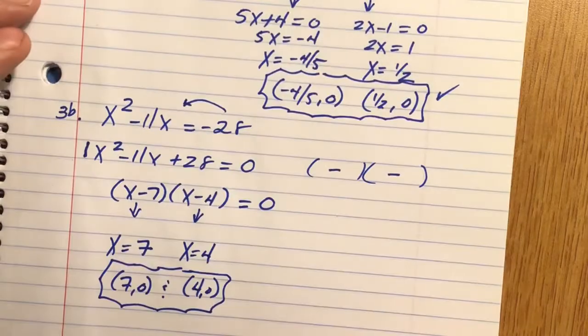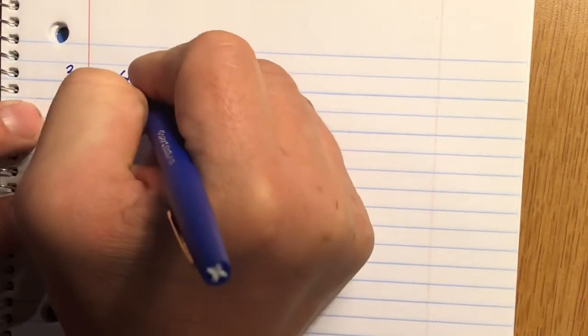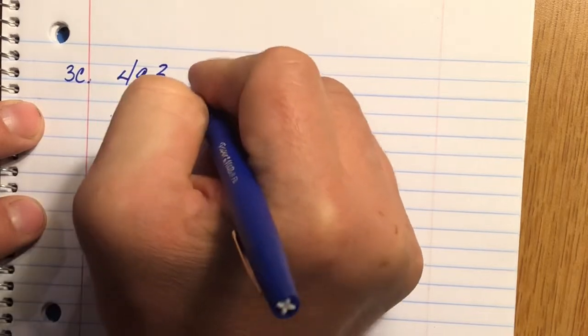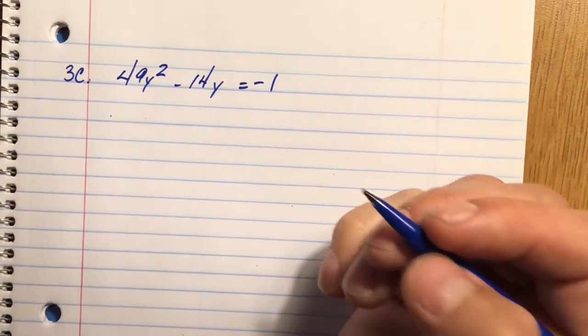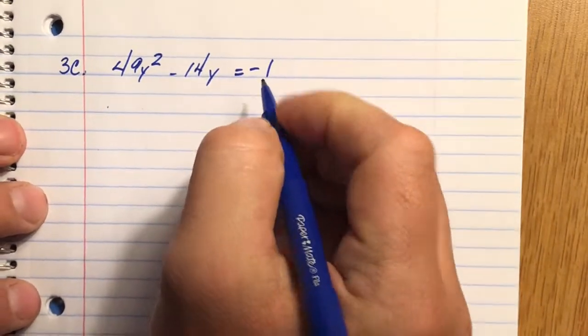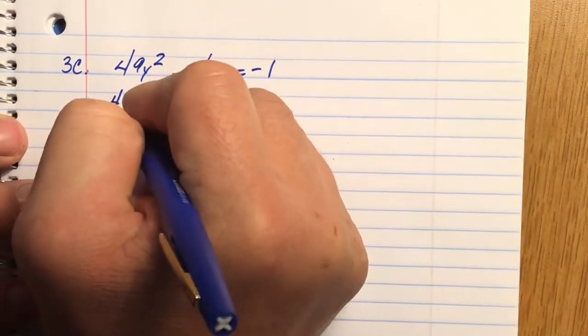All right, fantastic. Let's look at the next one, C. This is 3C: 49y squared minus 14y equals negative 1. First and foremost, this is not in standard form, so let's put this in standard form.